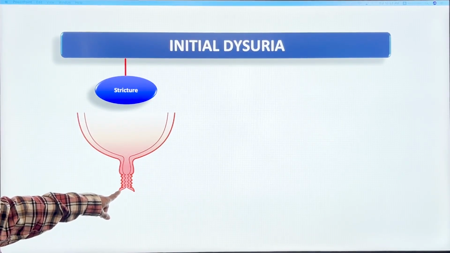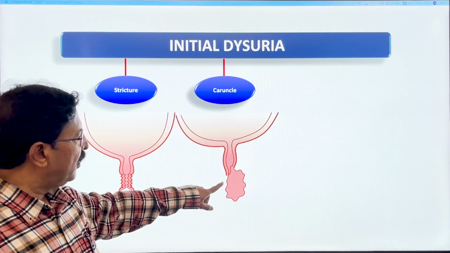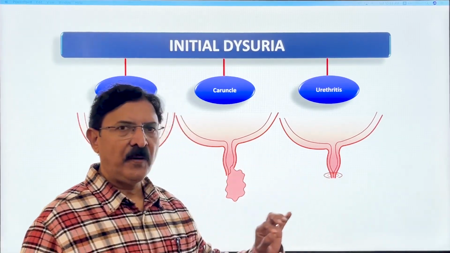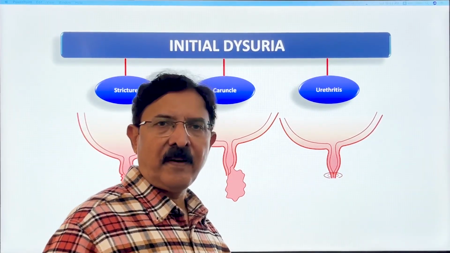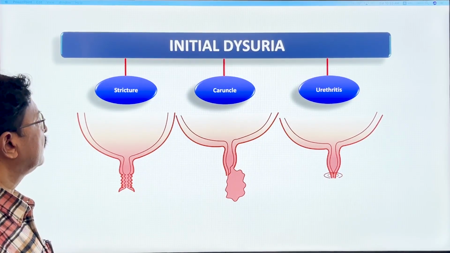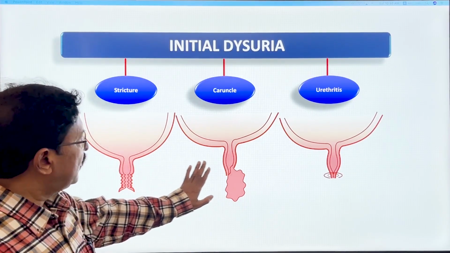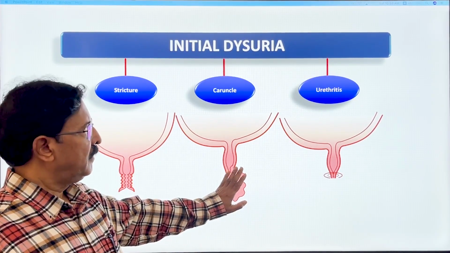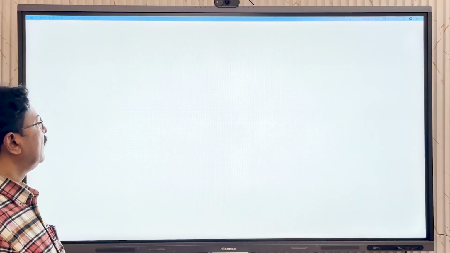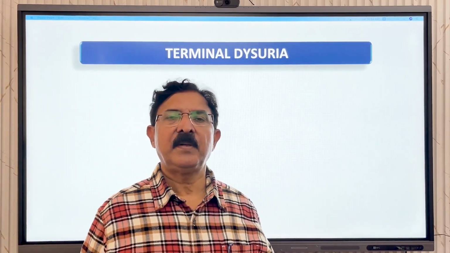This may be due to a stricture in the urethra. This may be due to a caruncle at the level of the external urethral orifice. Or this may even be due to some kind of low grade urethritis, trichomonal, fungal, something like that. So remember these three common entities which can give rise to initial dysuria. Now this is not UTI, but this is urethral infection, a lower urinary tract infection.